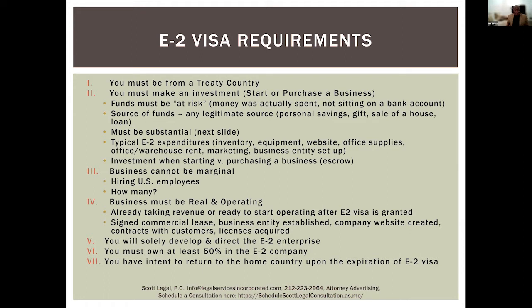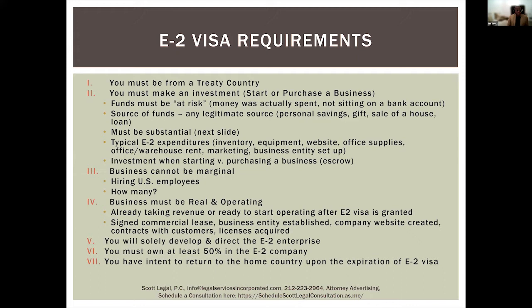Now, one problem with this visa, though, is that this particular visa is only available to nationals from certain countries. So there's a list of about 80 countries that are on the list of treaty countries, but unfortunately 2 of the most populous countries, being China and India, are not on the list. But lots of other countries are. Many countries in Europe are on the list. Australia is on the list. Canada, the United Kingdom, Pakistan. There are a number of countries on the list.